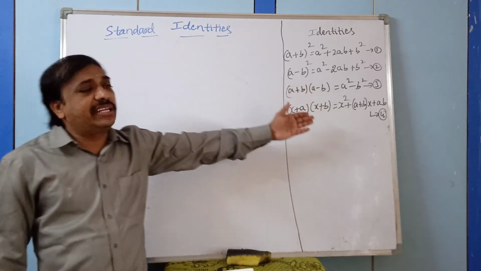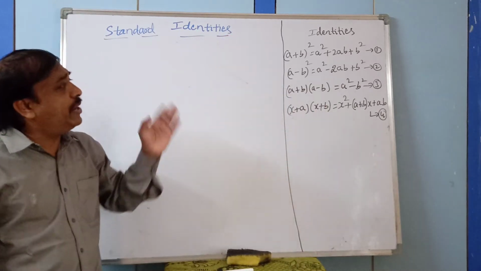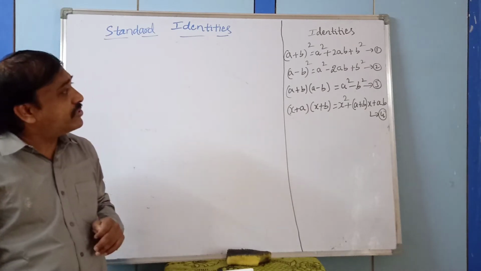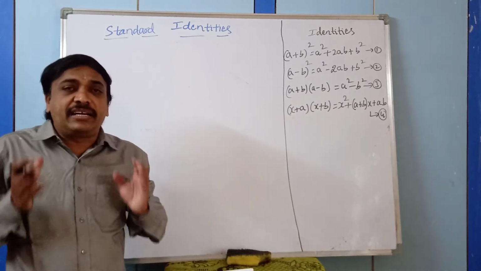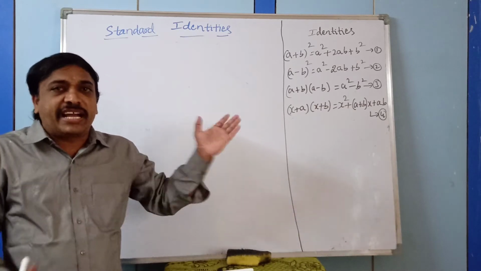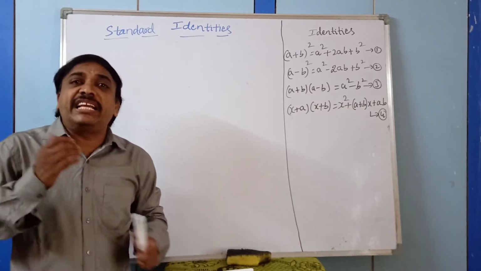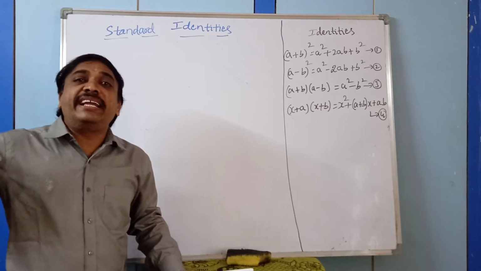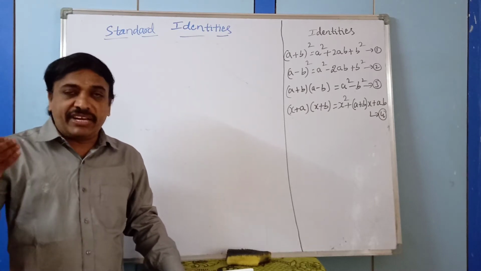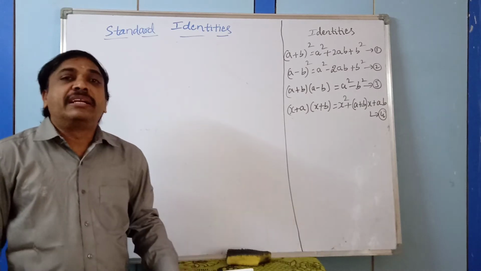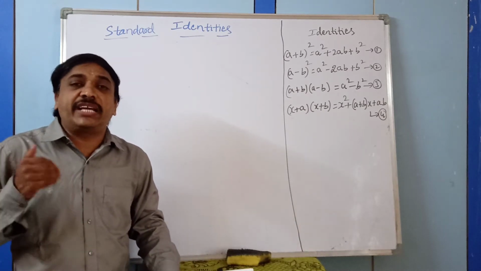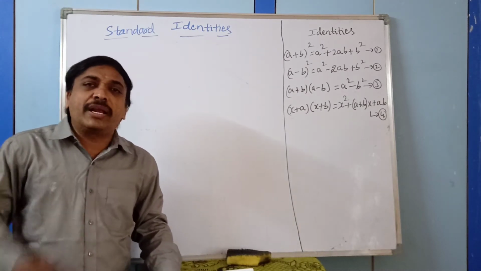How are we going to get these identities? (a plus b) whole square is equal to a square plus 2ab plus b square. These are the identities which we are learning. This is the beginning of these identities. These identities will continue for higher and higher sections. Even in class 9th, 10th, and further, you will be using the same identities. But in this section we are learning only these 4 identities.